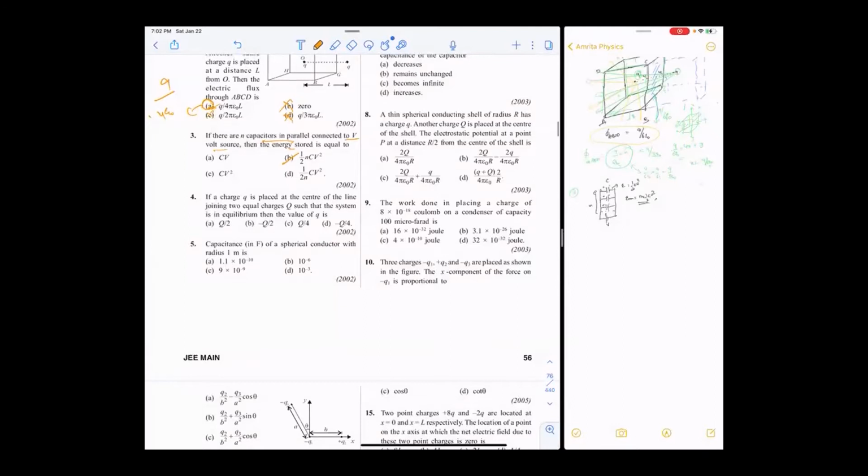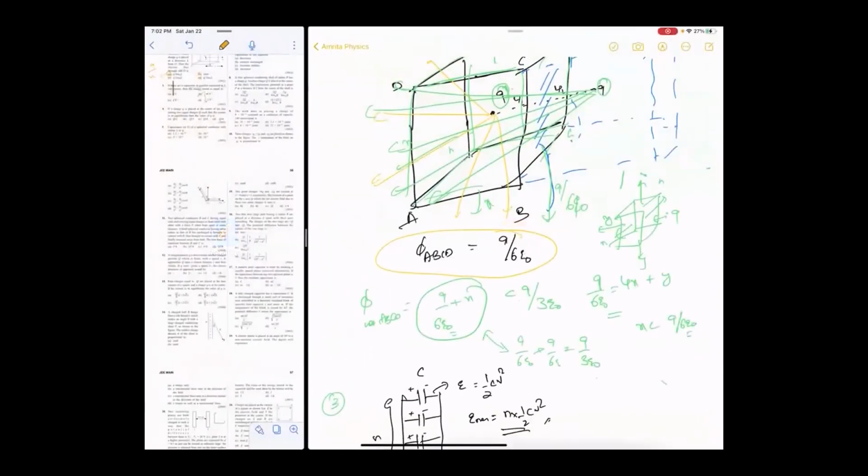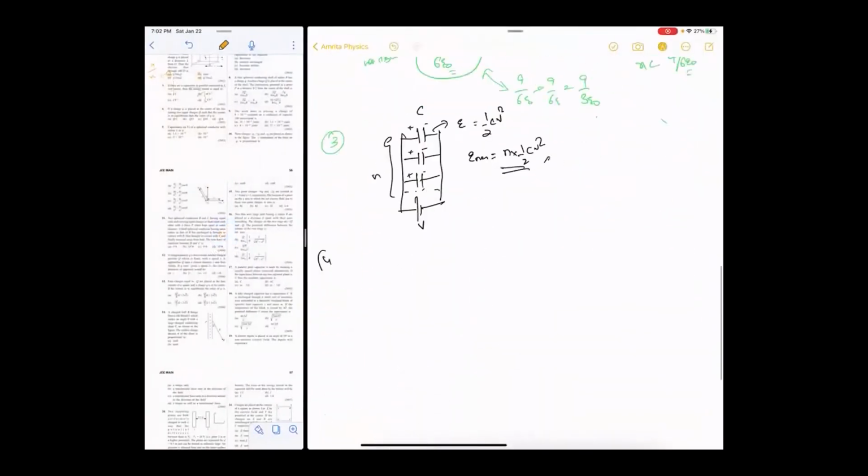Question number 4. There are two charges Q and the other one is Q. So small q is kept such that it is under equilibrium. So obviously it should be at the center because these two are symmetric. If they are Q1, Q2, it won't be center. If the total length is 2L, this is L and L. Am I right? That is simple guess.